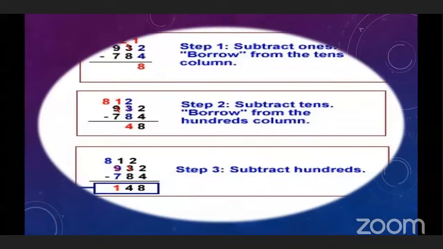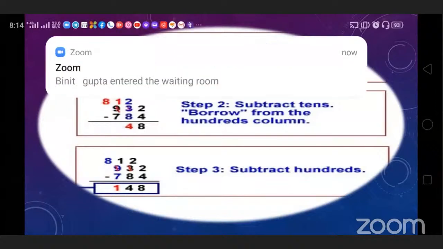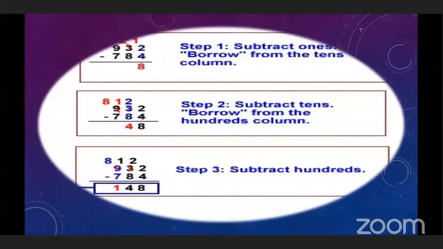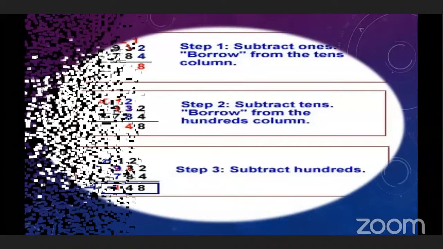Okay students, so let's proceed to the third step. Now, after completing the second step of tens, we have to subtract 100. Okay, student. Here you will get the answer 148. If we subtract 784 from 932, you will get 148. Understood? Let's proceed to the next slide.